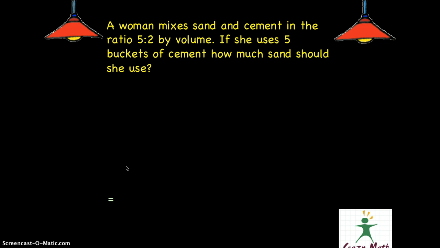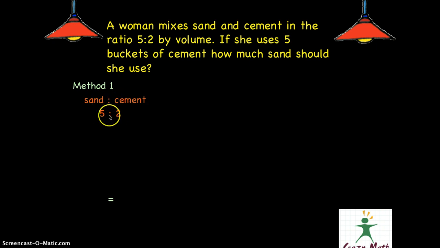So the first method that I'm going to use is using equivalent ratio to solve the problem. I'm going to write the words first: sand is to cement, and this will serve as a guide. Sand is to cement, and I'm going to use this format, 5:2. I'm going to write it down. So this means for 5 buckets of sand, you need 2 buckets of cement.